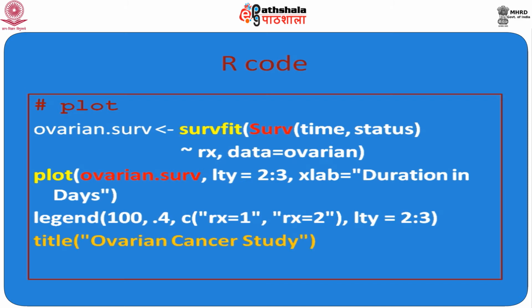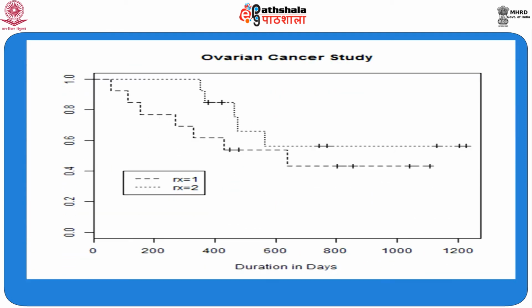To show the title of the graph, we are writing the title in inverted commas, ovarian cancer study. So for your own study you can replace this title with a suitable name to show on the graph. Now the whole result will come in the next slide. Yeah, this is the study output.